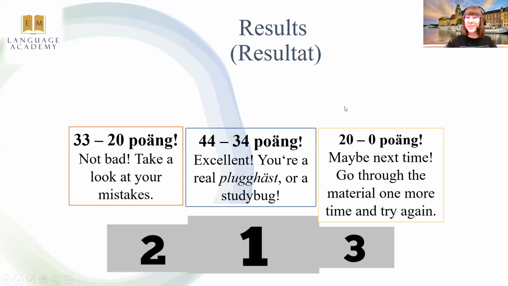So, okay, maybe today is not the best day on earth for you, maybe not your day. Maybe next time you will do better, but this is definitely not an indication for you to give up on Swedish. Definitely not. Just go through the material one more time, maybe do the exercises that we have already done, and that is it. There is never going to be enough of revision.